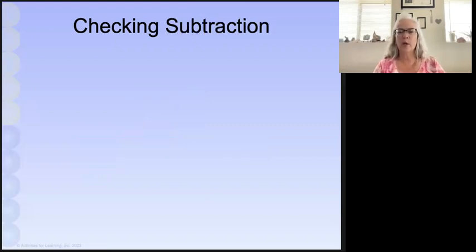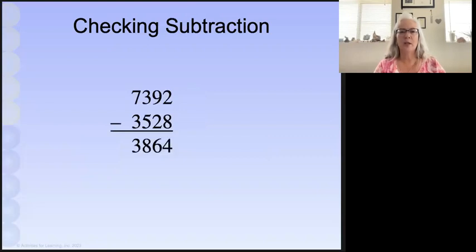Speaking of that, let's look at subtraction. So here I've got a subtraction problem. Here's my answer. Let's see if I'm right. What's my check number for this top one? So 7,392. I can cast that 9 out.